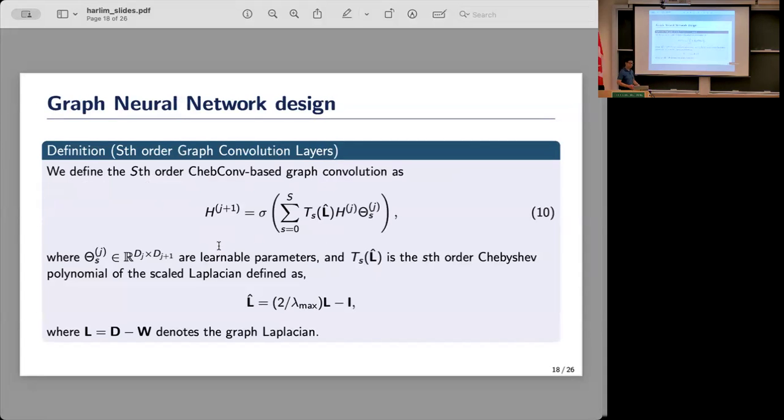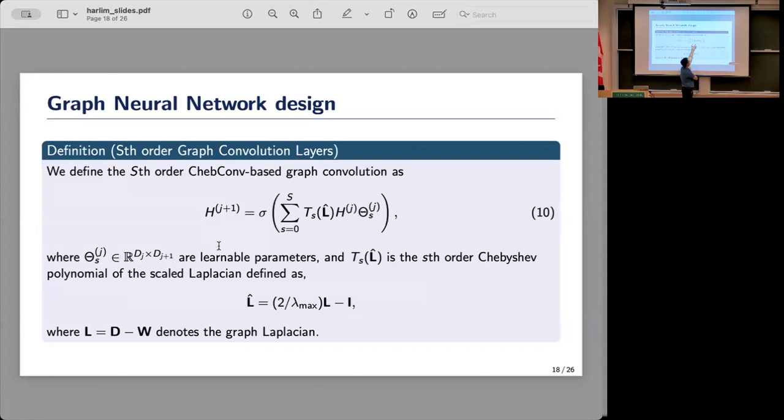Now, to answer the second question, how do you incorporate the 2K hop interaction in the S-order graph neural network? Let me just look at how they usually do it. Let's say you have S-order graph convolution layers. So what is this actually? Basically it's saying that from the features at iteration j to the features at iteration j plus 1, you have an activation function that absorbs this.